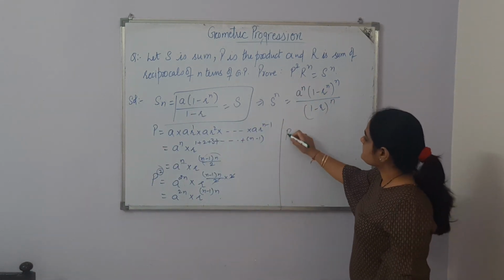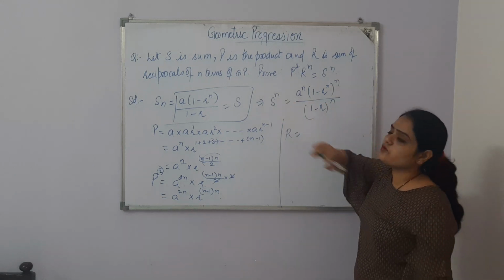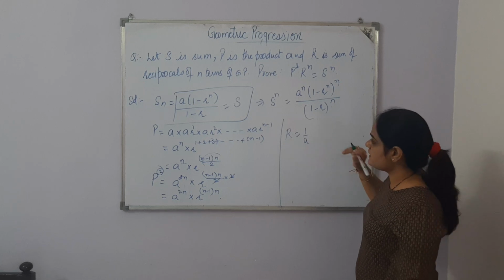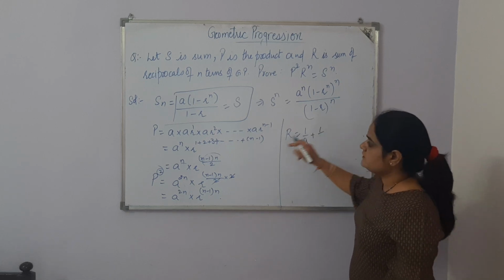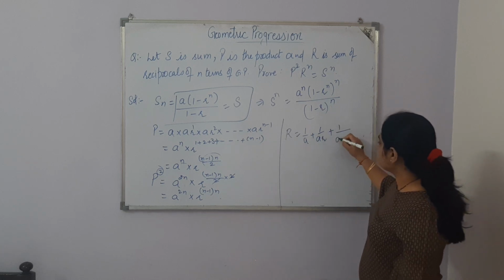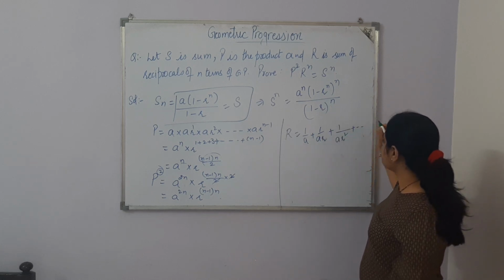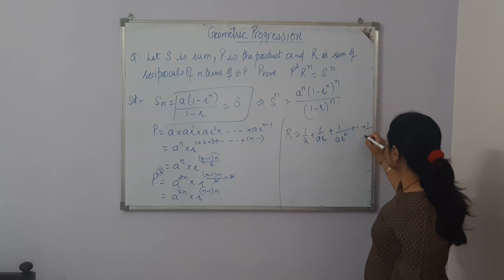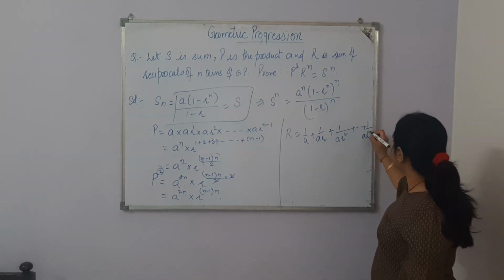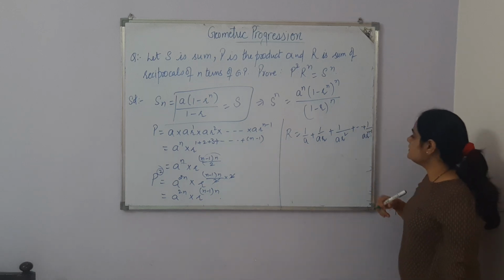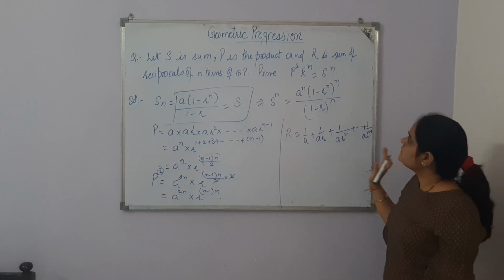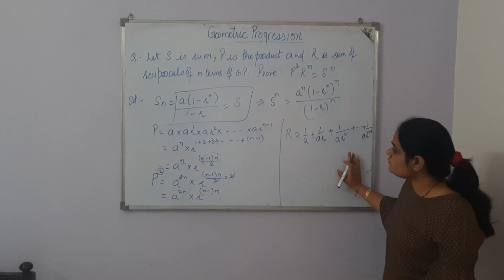What is R? R is the sum of reciprocals of n terms. That means reciprocals of n terms. First term is a, its reciprocal is 1 by a. Second term is ar, its reciprocal is 1 by ar. Third term is ar square, so its reciprocal is 1 by ar square. And last term is 1 by ar raised to power n minus 1. This is the sum of reciprocals of n terms of GP.